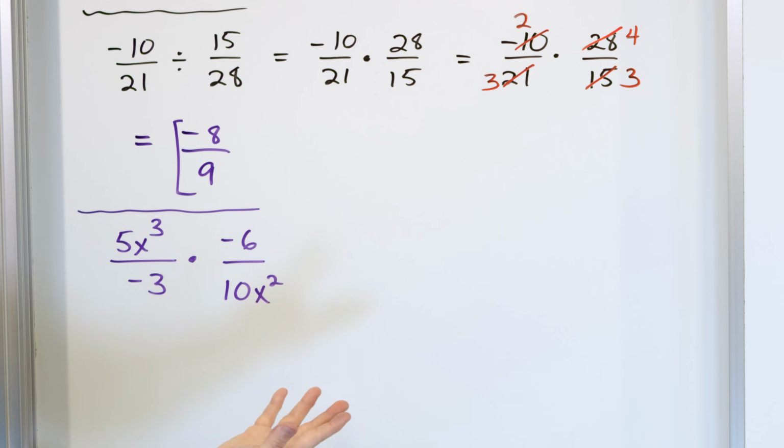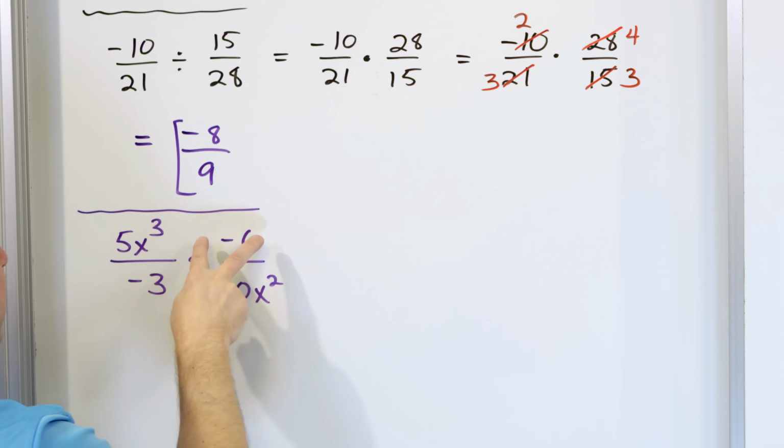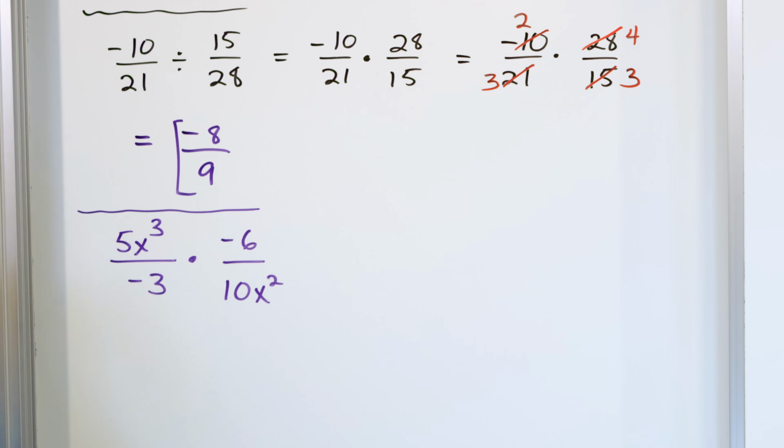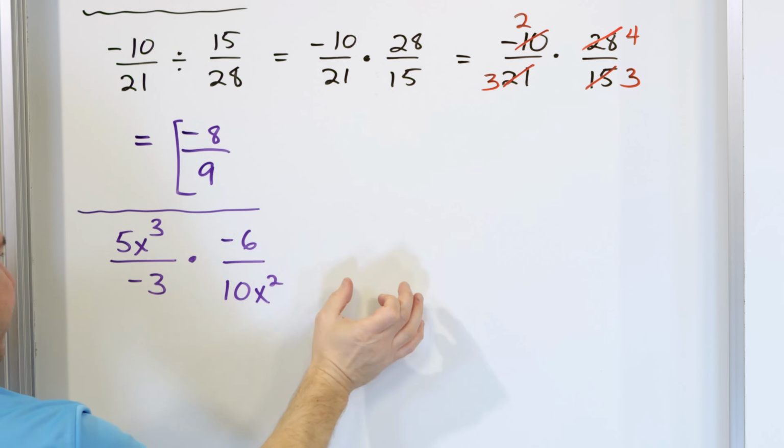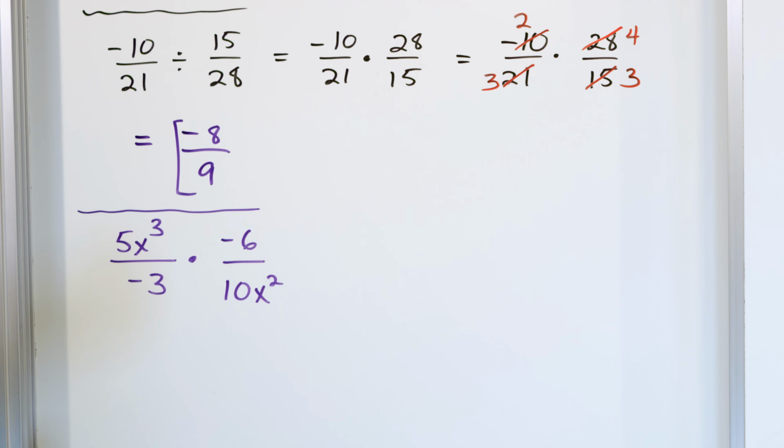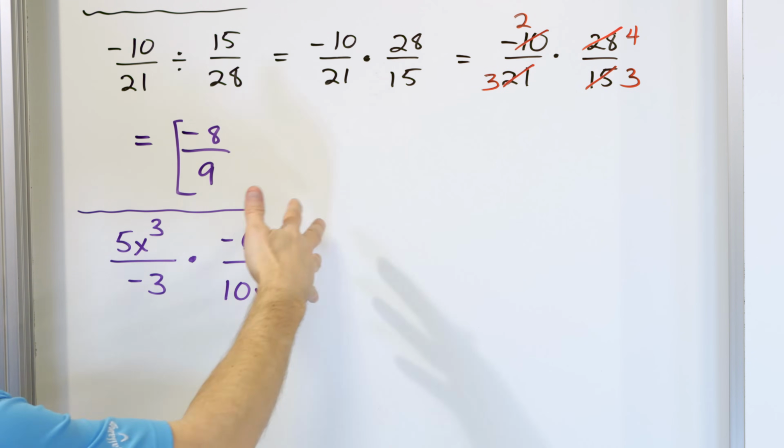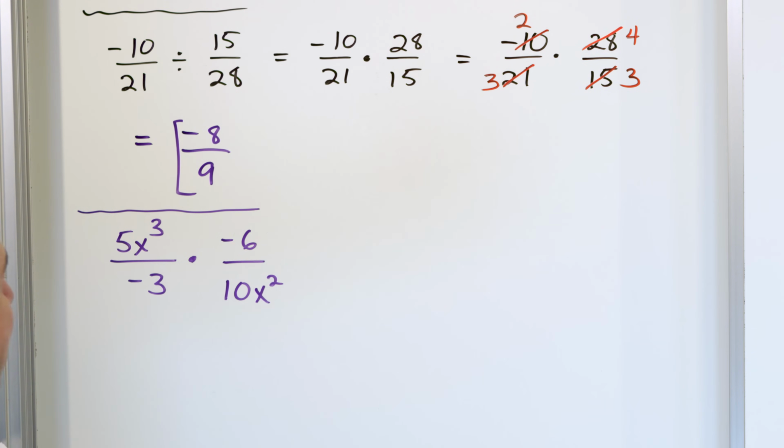So we could do it the same way. I could take the 5x cubed, I could multiply by -6, I'd get the numerator of the answer. I could take this times this, and I would get -30x squared for the denominator of the answer. And you would get exactly the same. Once you simplify all that, you'll get exactly the same thing. In fact, we might do it that way just to show you one time that you get the same thing.